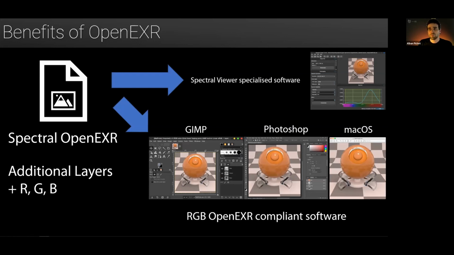This allows a fast preview of the spectral image, even with software which supports only RGB OpenEXR images. And we can even use this same image in an RGB renderer. Such non-spectral aware software would just ignore the additional spectral information in the file.